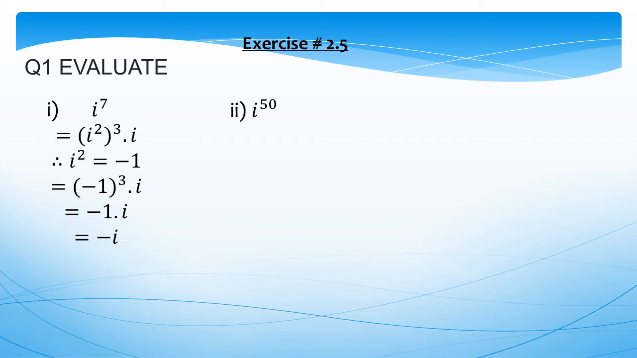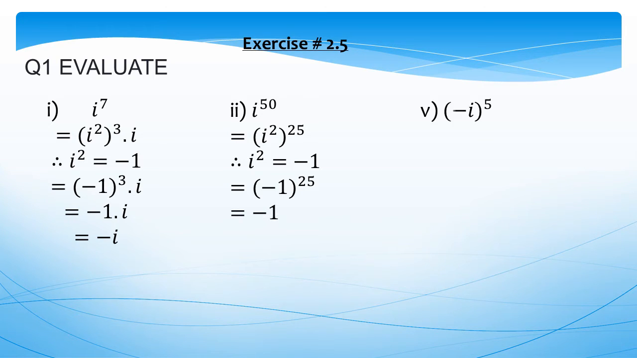Part 2, iota to the power 50. First we split the power: iota squared, and the whole power is 25. 2 multiplied by 25 is equal to 50. Iota squared is equal to minus 1. Now putting the value above, minus 1 and the whole power is 25. 25 is an odd number, so the result is minus 1.